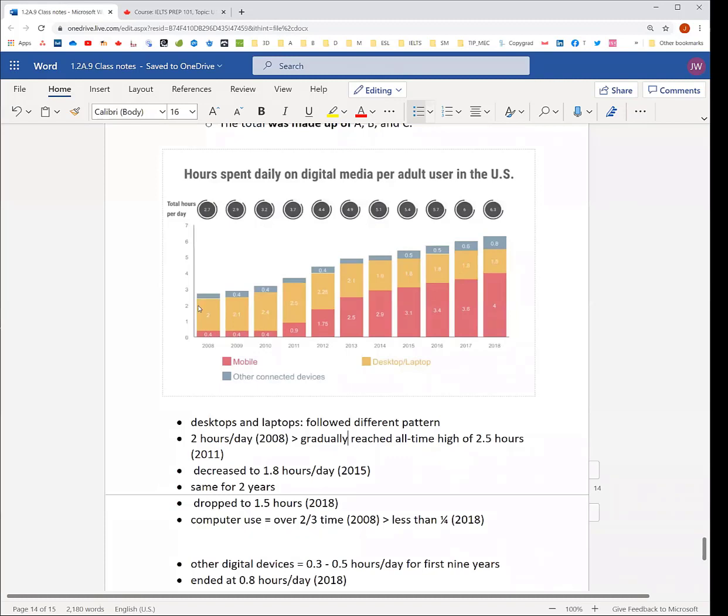Remember, where it says equals, you can use words like comprise, made up, constituted. Constituted, yes. So computer use constituted over 2/3 of time spent on digital media in 2008, dropping to less than 1/4 in 2018. Can you repeat that?